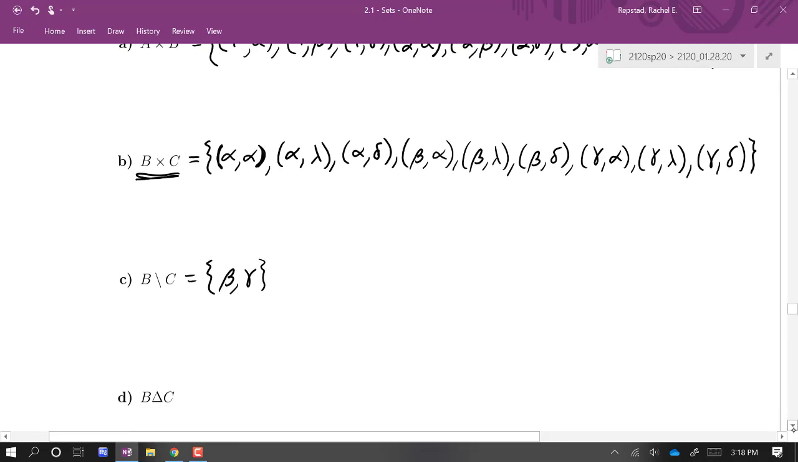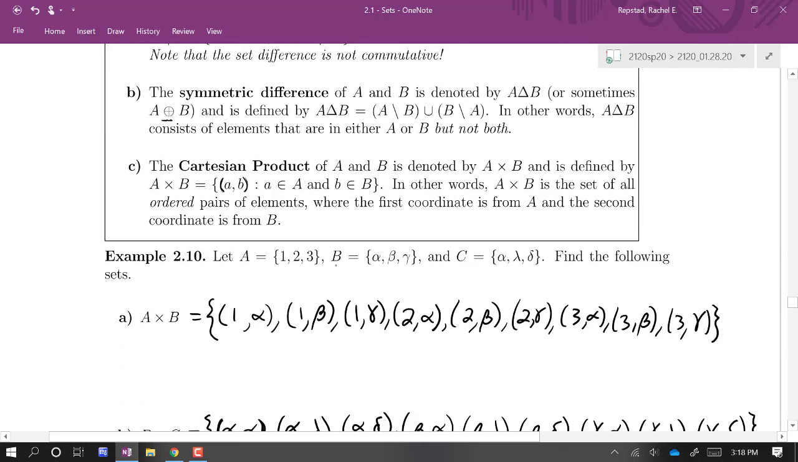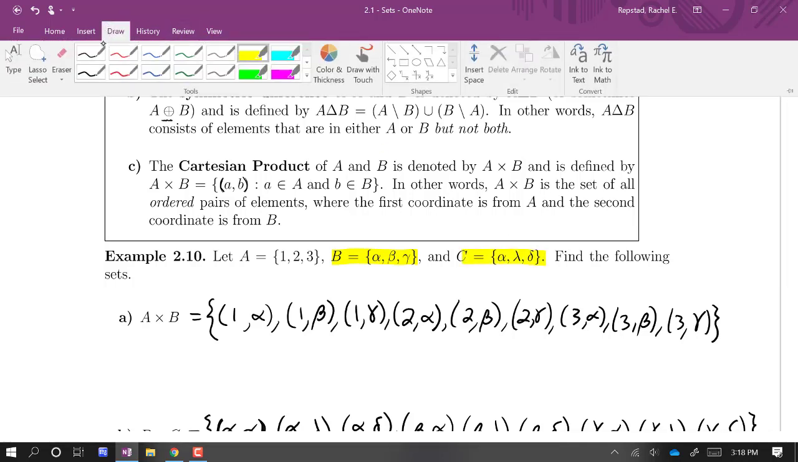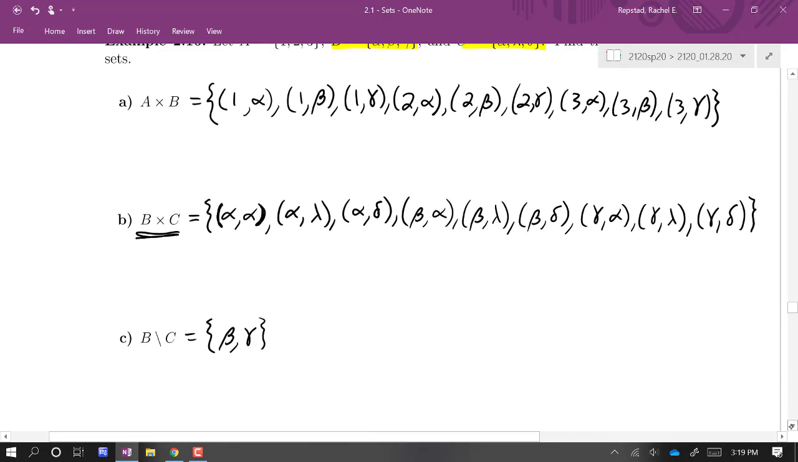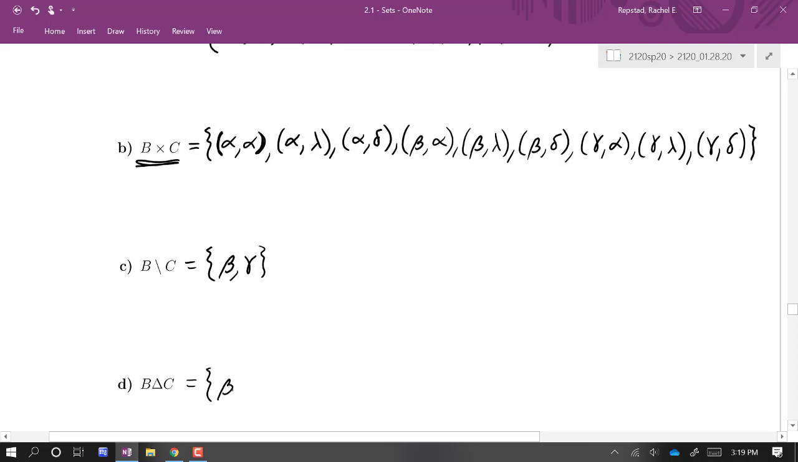And then the last one is the symmetric difference of B and C. Remember, think of that as the exclusive OR. I'm going to go back up so we can look at these sets. We want all the elements that are in B or C, but not both. So it'd just be beta, lambda, delta, and gamma. Everything but alpha. So beta, gamma, lambda, delta.